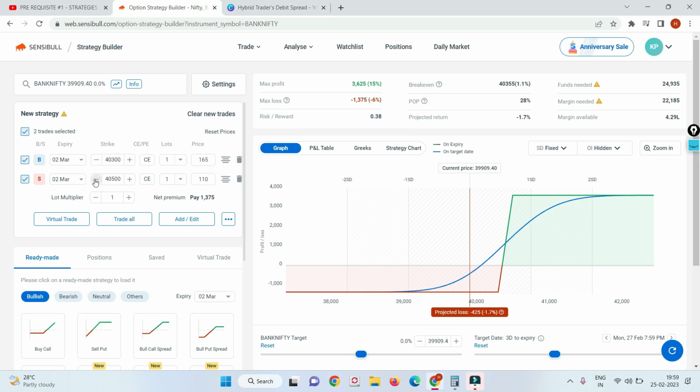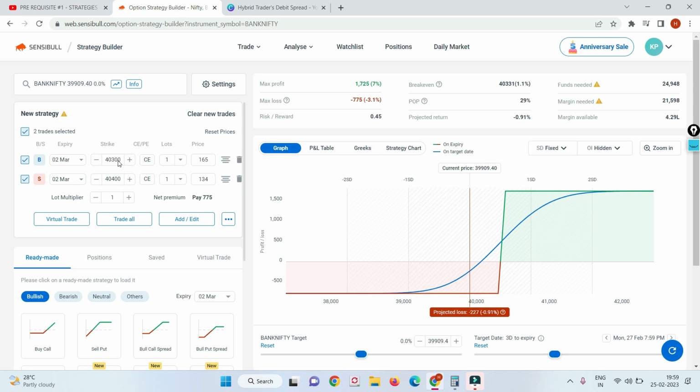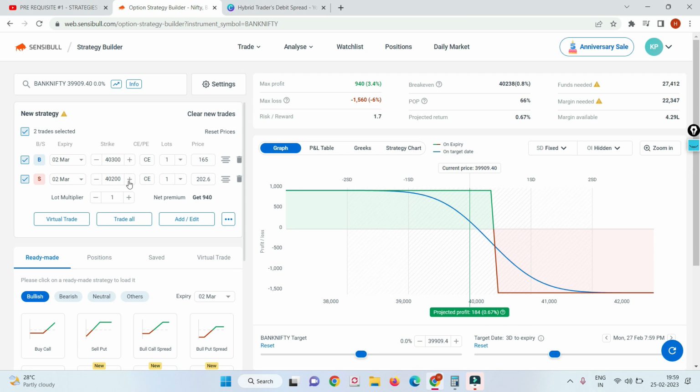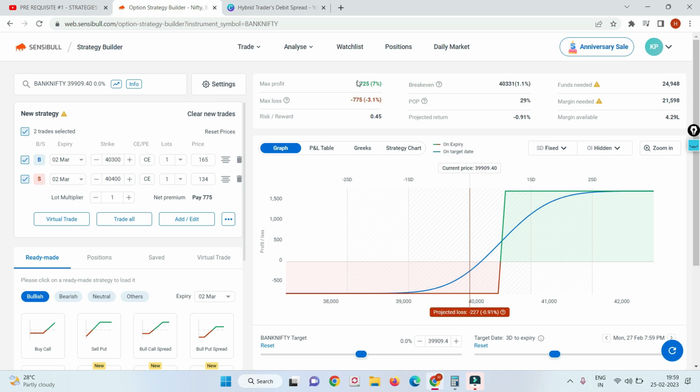Again, what I'll do, I'll go to 40,400. So finally I can have only a 100 point difference. If I go to 40,200, this will become a credit spread. So now this is my debit spread. This is the debit spread of the conservative trader. So we have only a 100 point spread.